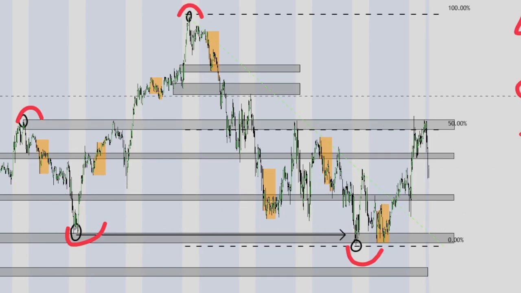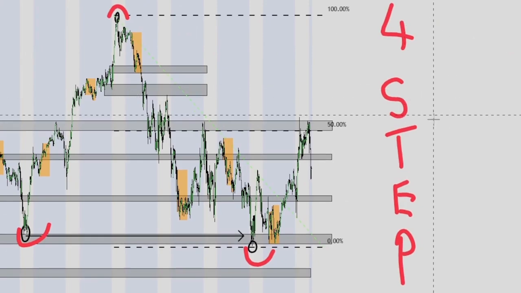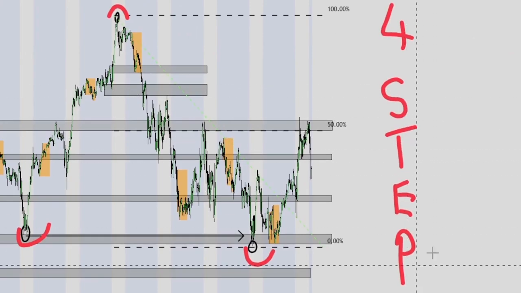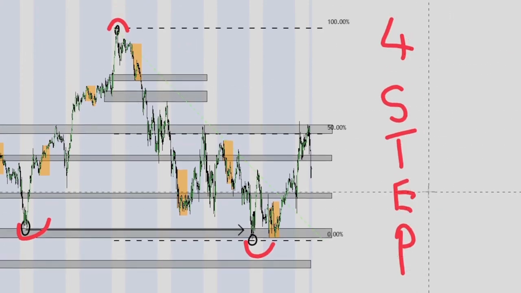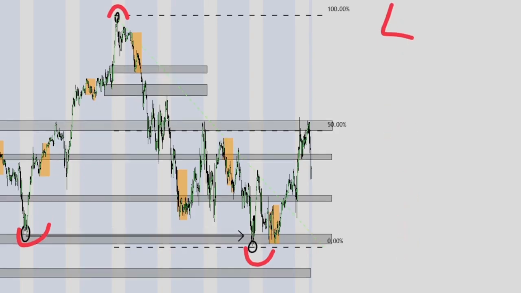What this stands for is structure, targeted liquidity, equilibrium, and price imbalance, right? You want to master all 4 of these in the pre-market plan. Okay, so let's quickly break through this.